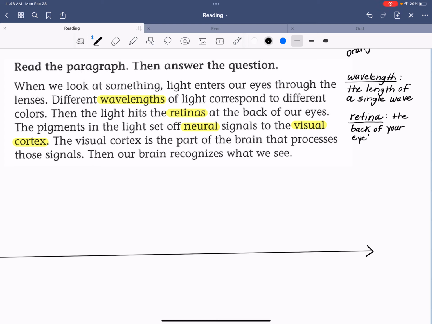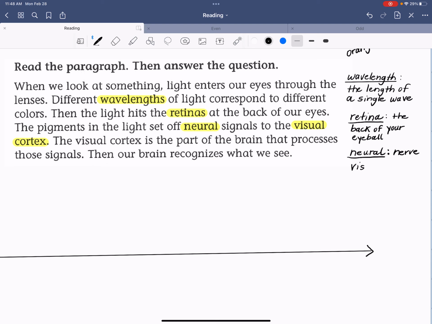I'm going to take it a step further and say the back of your eyeball. Neural. This is a tough one. You might have to look this one up. But if you know that N-E-U-R is the root for nerve, neural is relating to nerve. So when you say neural signals, you're talking about nerve signals, the nerves in your body.